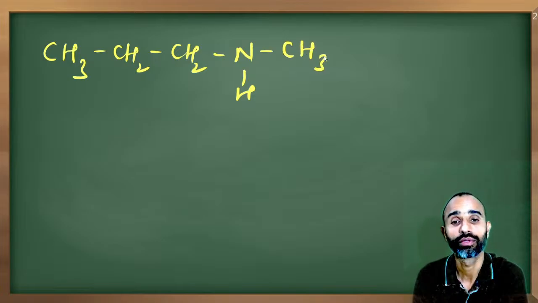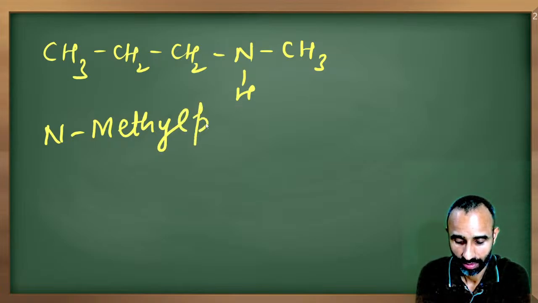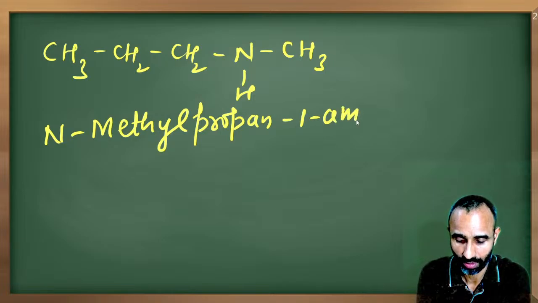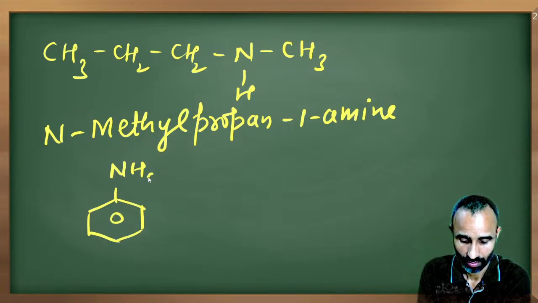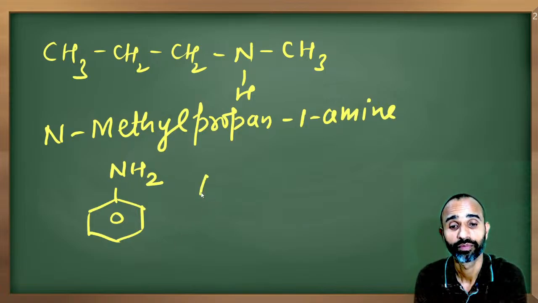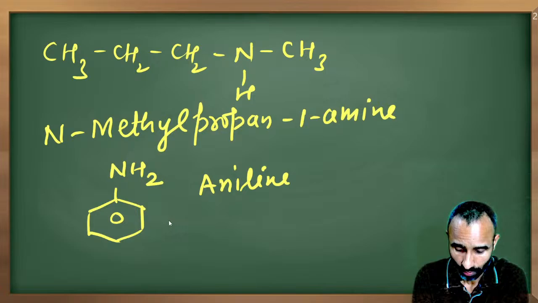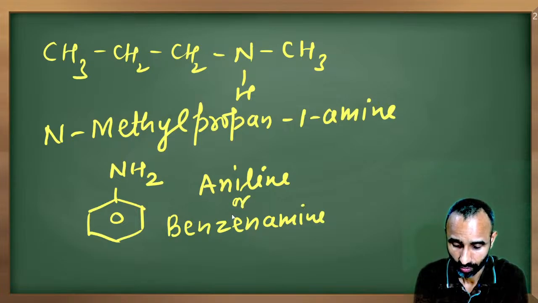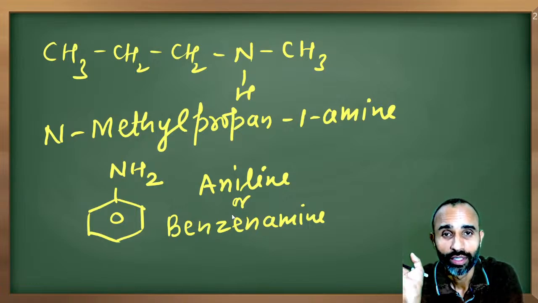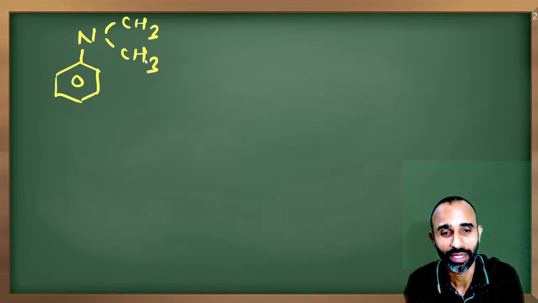Now if we have this molecule, it is called N-methylpropane-1-amine. Okay, what is the name of this compound? It is aniline, or aniline is actually the IUPAC recommended name, but its systematic name is benzenamine. Good. So both can be written as the IUPAC name. Yes, it is the IUPAC recommended name. That's why it is taken as the IUPAC name.